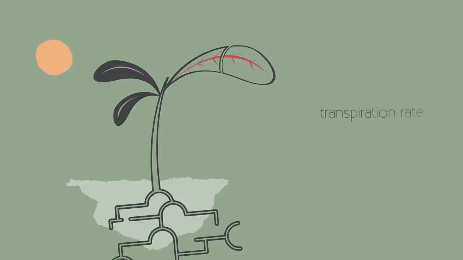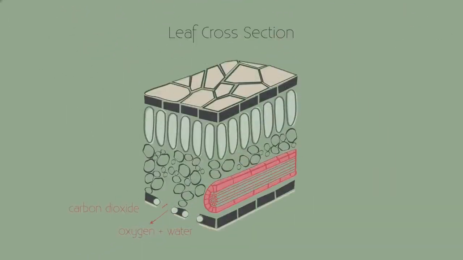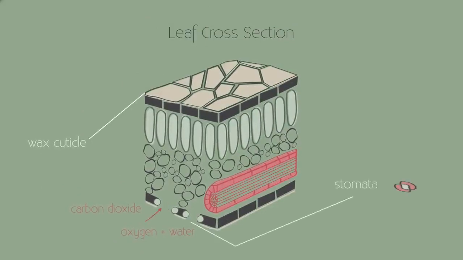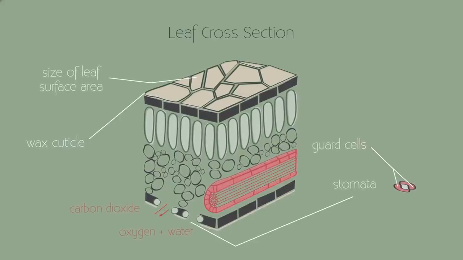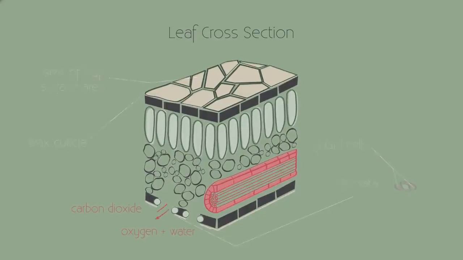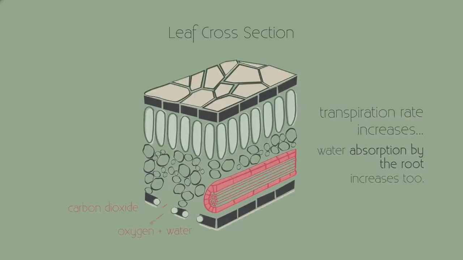The transpiration rate isn't constant. There are many different factors that affect it. The environmental factors are similar to those that make you sweaty. The temperature, the humidity, but also wind and light intensity. Then there are also physical factors, like does it have a waxy cuticle? How many stomata does it have? The nature of the guard cells, how large is the leaf surface area, and if the leaf is folded or flat. If the rate of transpiration increases, then the rate of water absorption by the roots needs to increase too.